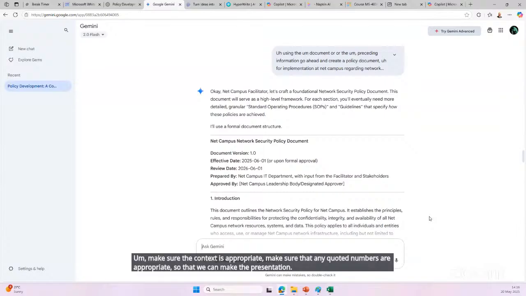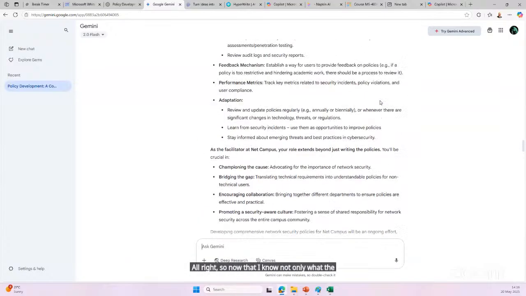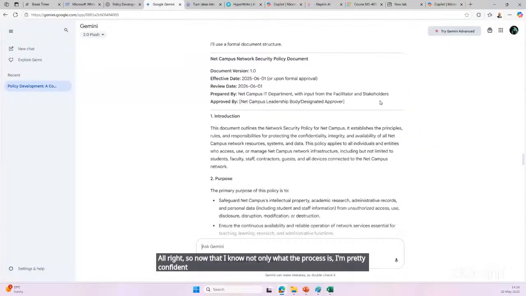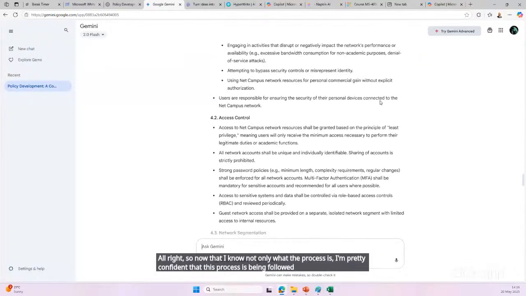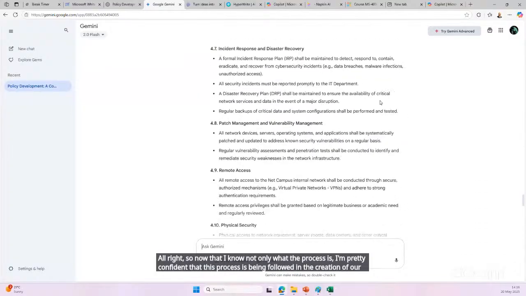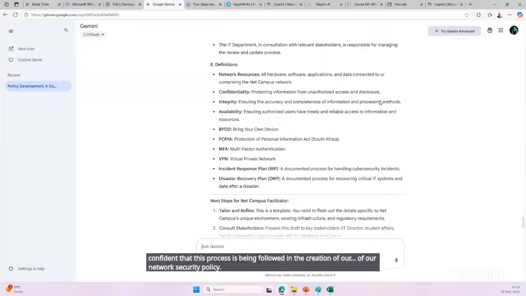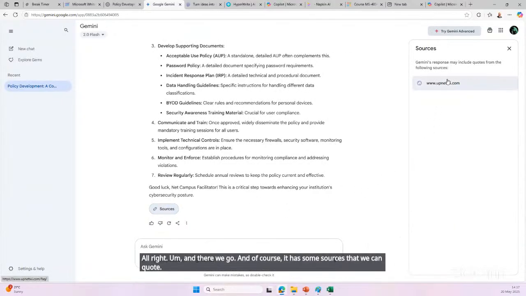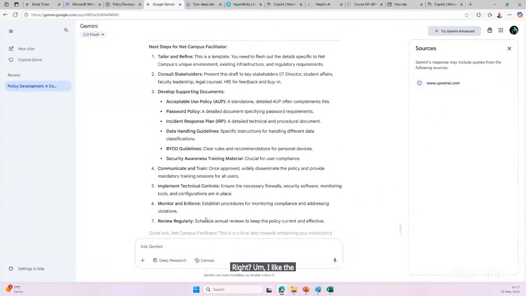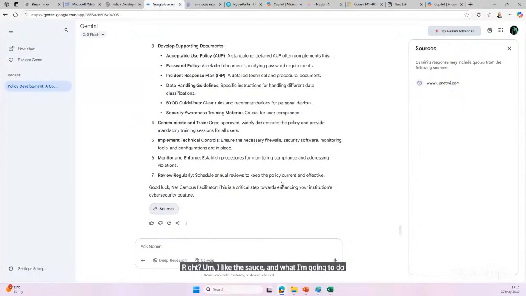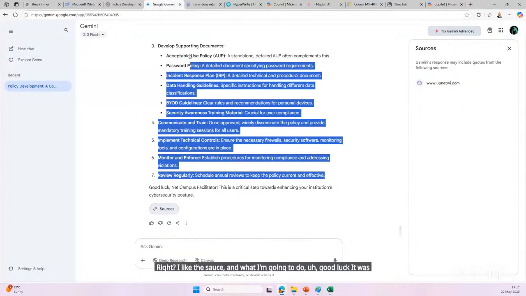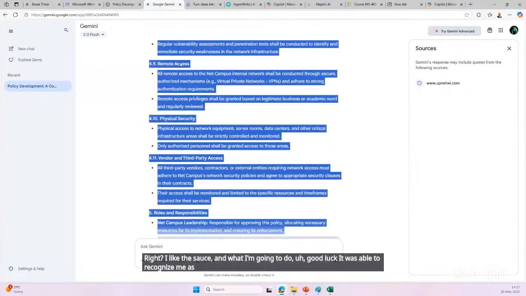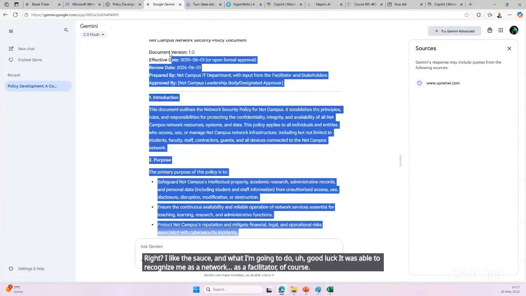Right. So now that I know not only what the process is, I'm pretty confident that this process is being followed in the creation of our network security policy. Right. And there we go. And of course, it has some sources that we can quote. Right. I like the source. And what I'm going to do, good luck. It was able to recognize me as a facilitator, of course. And there's a policy document.